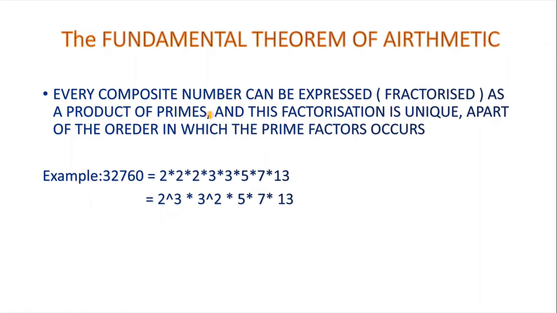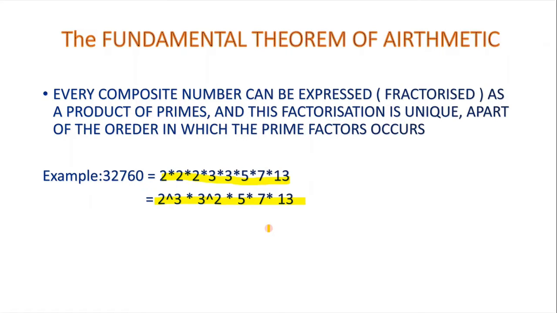Do you know what is a composite number? A number is said to be a composite number if it has factors other than one and itself. Now let us take an example. 32,760. I can write this number as a product of primes like 2 into 2 into 2 into 3 into 3 into 5 into 7 into 13. That is, I can express this number 32,760 as a product of primes as 2 power 3 into 3 power 2 into 5 into 7 into 13. This process is also called prime factorization.